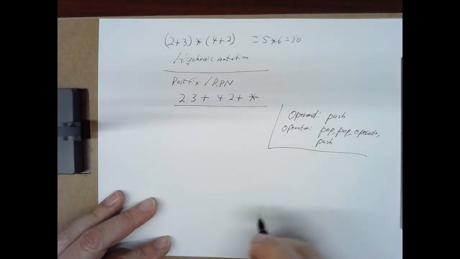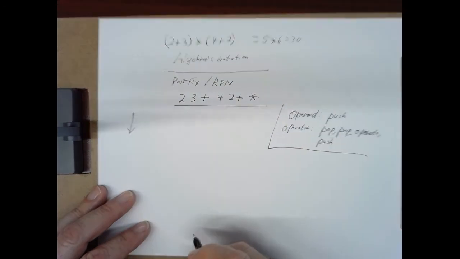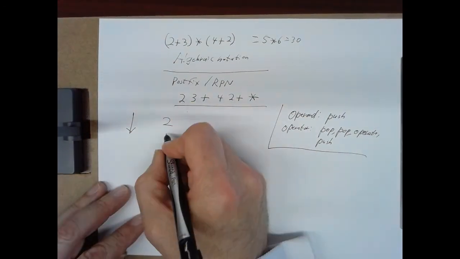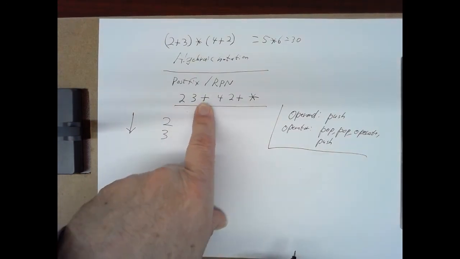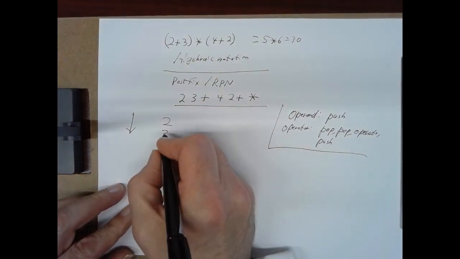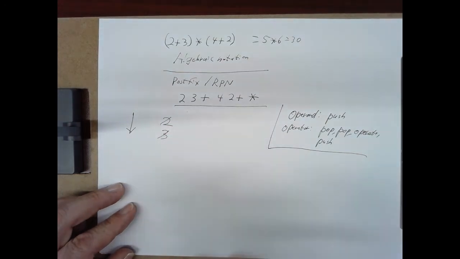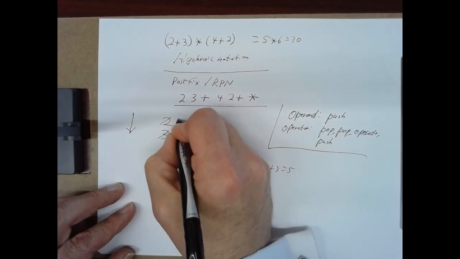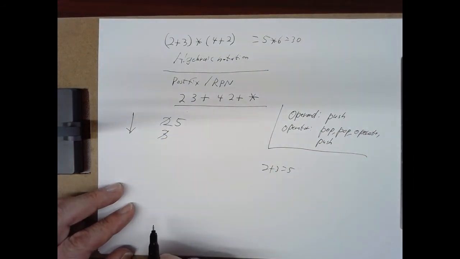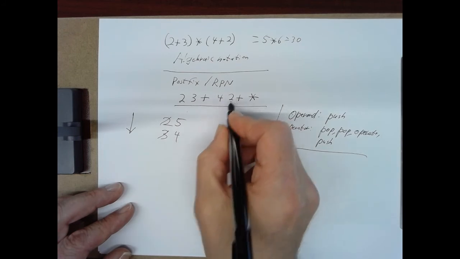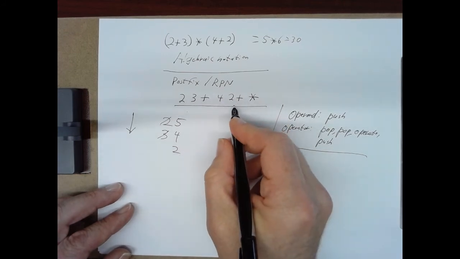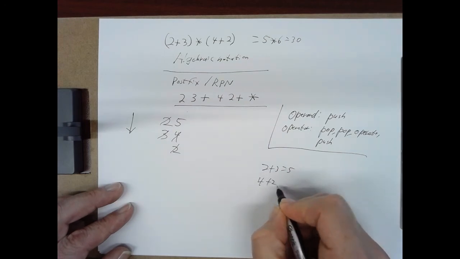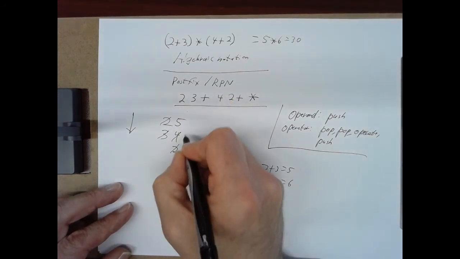All right, so what does this mean? Our stack's going to grow in this direction. We get an operand 2, we push that on the stack. We get an operand 3, we push that on the stack. We get to an operator plus. So pop off the last two things on the stack, that's a 2 and a 3, and add them together. 2 plus 3 equals 5, push that on your stack. Here's a 4, push that on your stack. Here's a 2, push that on the stack. Here's an operator plus. Pop off the last two things on the stack. Apply the operator, 4 plus 2 equals 6, push that on the stack.